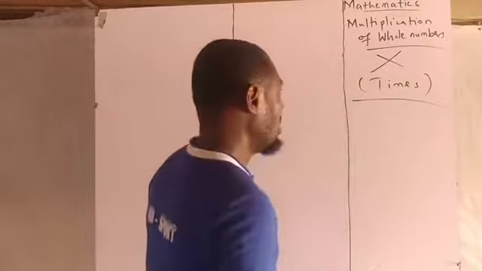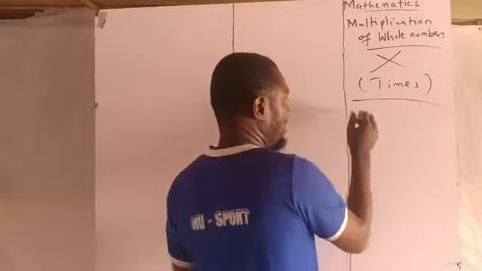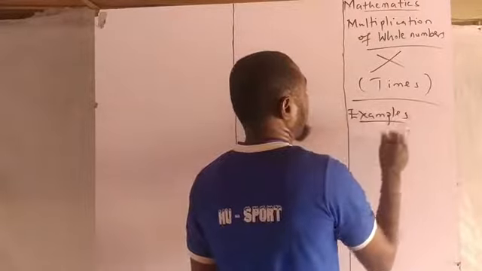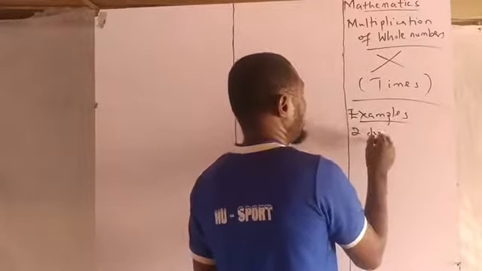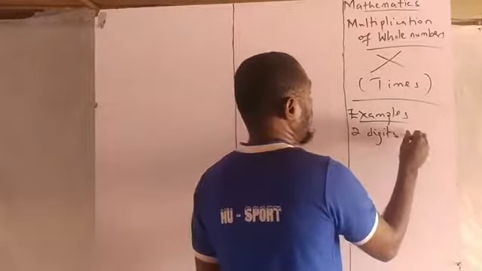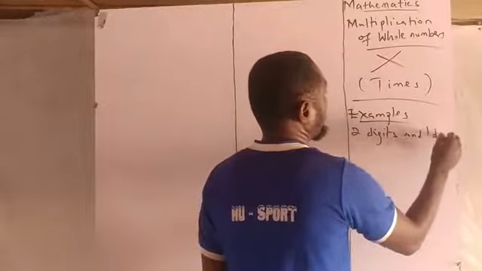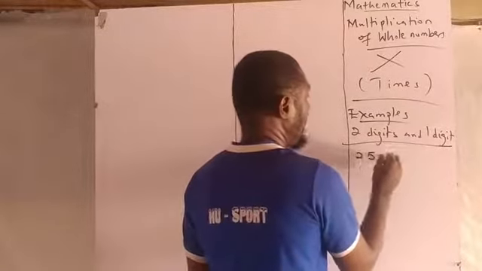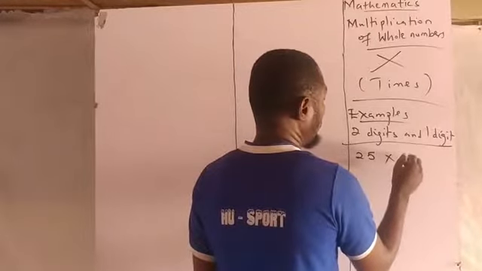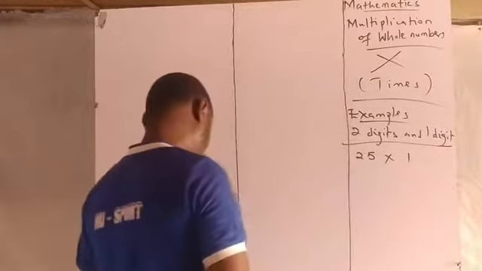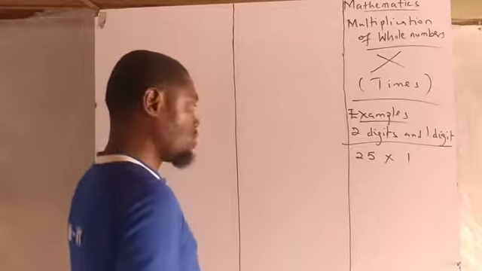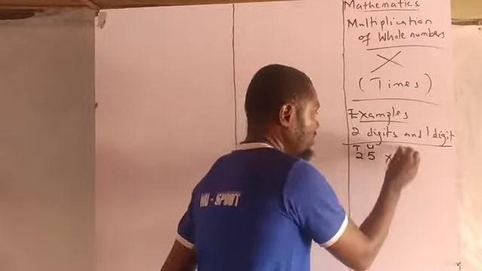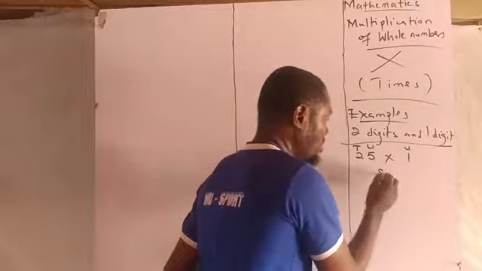So, let us deal with numbers. Some examples we have. I'll be dealing with 2-digit numbers and 1 digit, like 25 times 1. This is your units, tens, units. So arrange them properly. Solution.